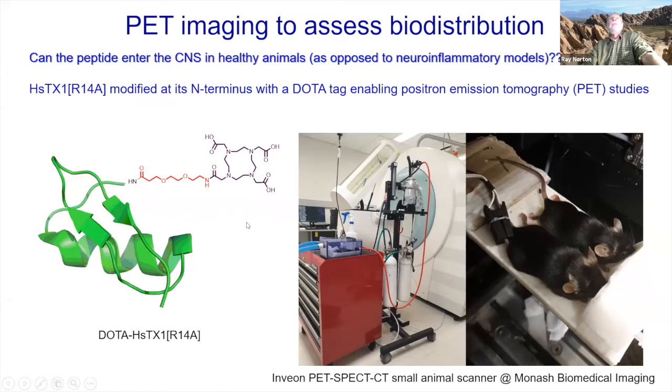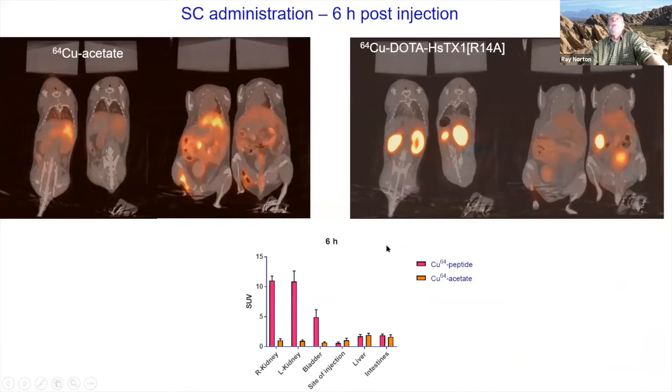And one is using PET imaging, positron emission tomography imaging. And so one advantage of HSTX1 is that you can put just about anything at the end terminus of it, and it retains its affinity for and selectivity for Kv1.3. So that's actually an advantage of this peptide over SHK, which is not so readily modified. So that's the sort of experimental setup. So just very, very quickly, some results.